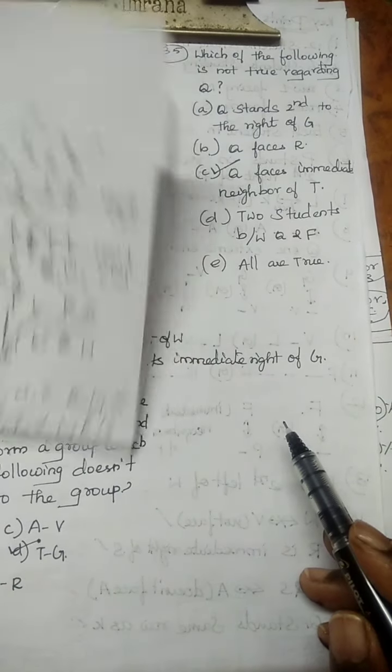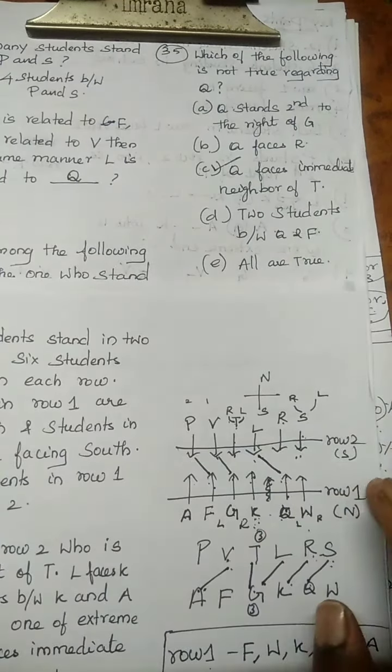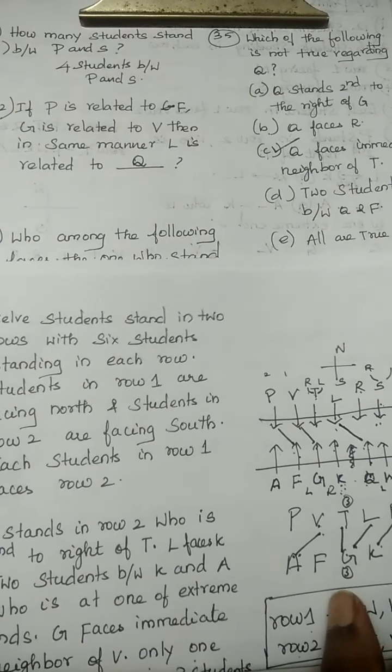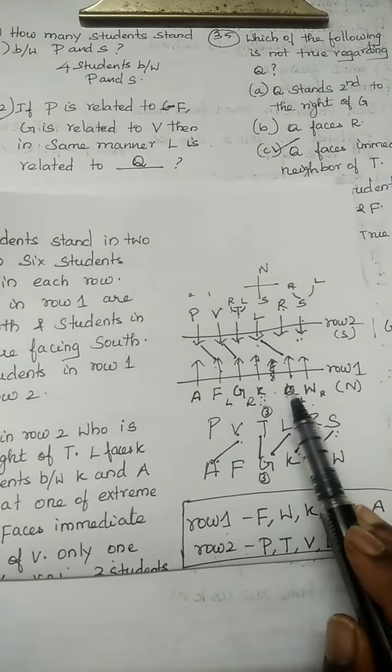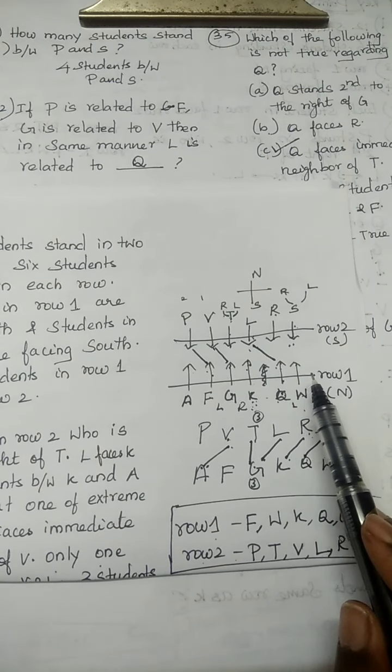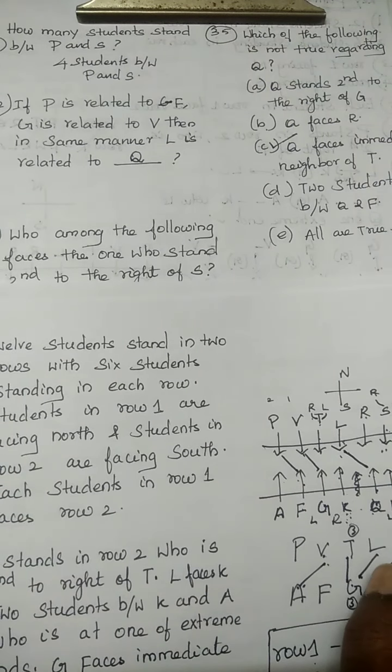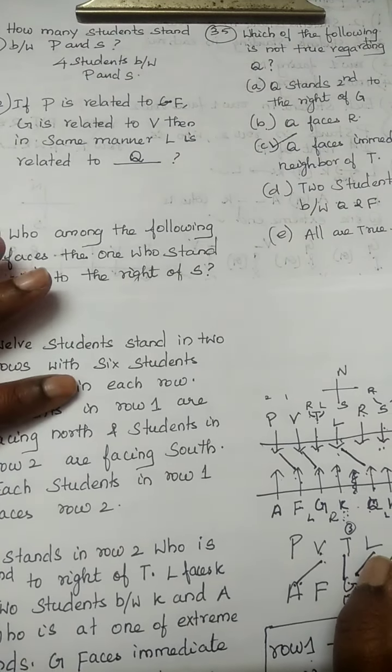Okay. If you have doubt in these 5 questions, please comment. It's easy to understand if you find the sitting position of each member correctly, then it is easy to understand these questions. Anyway, if you have any doubt, please comment.